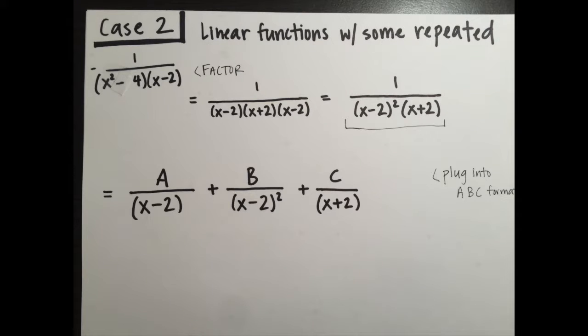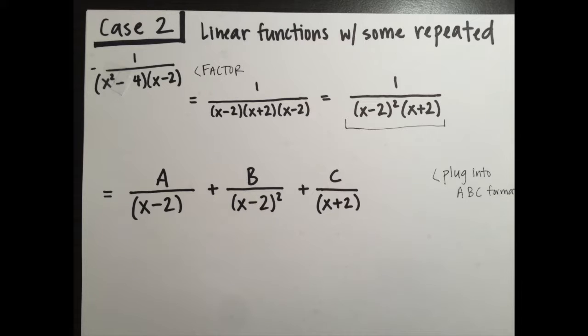From here, we'll put these into our ABC format. In order to make this all work out in the end, we'll need to walk the powers up. That means that when we have a repeated factor, we'll need to allow for a variable for each power noted. That sounds a bit confusing, but just take a look.